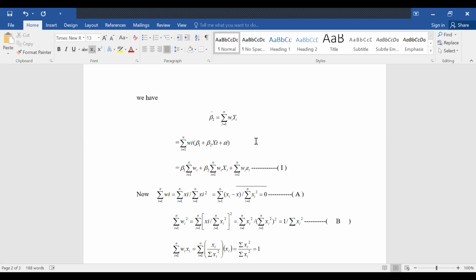Now, beta 2 hat equals summation i from 1 to n wi Yi. So summation wi yi equals summation wi times beta 1 plus beta 2 xi plus epsilon i. Now, straightforward, it's just multiplication inside the brackets. That is beta 1 multiplied with summation wi, plus beta 2, which is a constant so we take it out of the summation, times summation wi xi, and lastly wi is also multiplied with epsilon. So we have equation number 1.